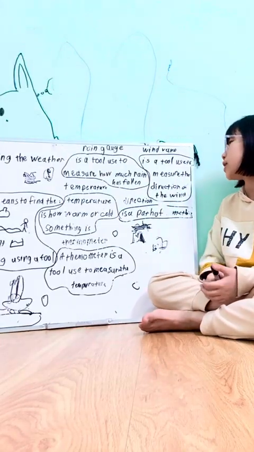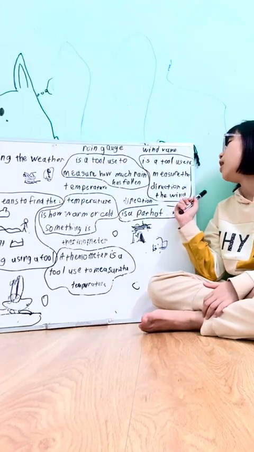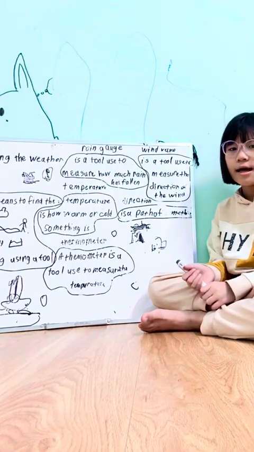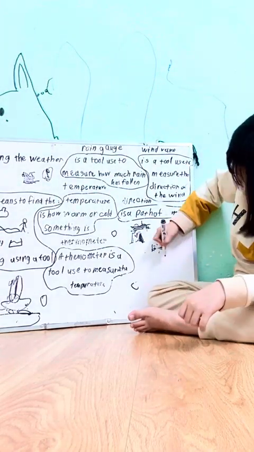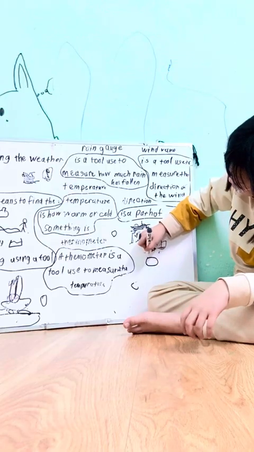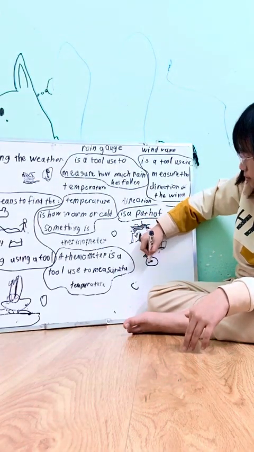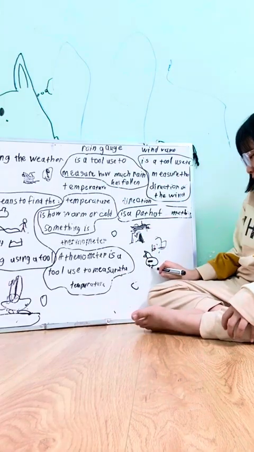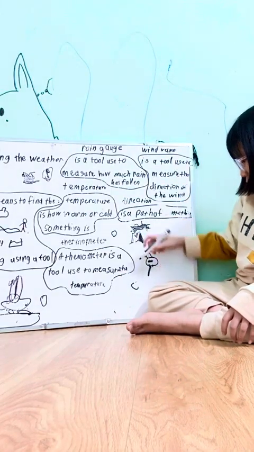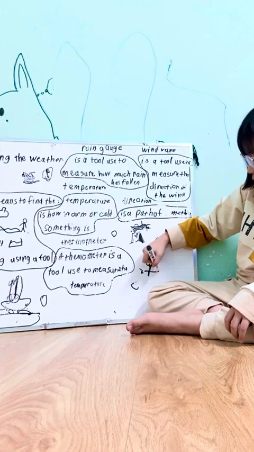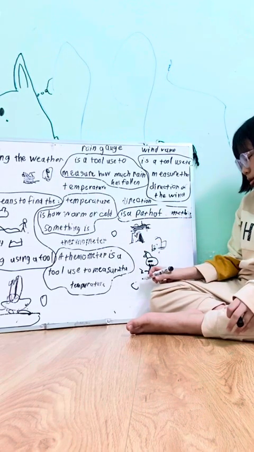So the next one is a wind vane. It's a tool used to measure the direction of the wind. The wind vane is like this. It has a chicken on top. Some have a chicken or a dog. I just drew a chicken. And then it has a straight line like this and 4 sides: west, east, north, south. So like this.